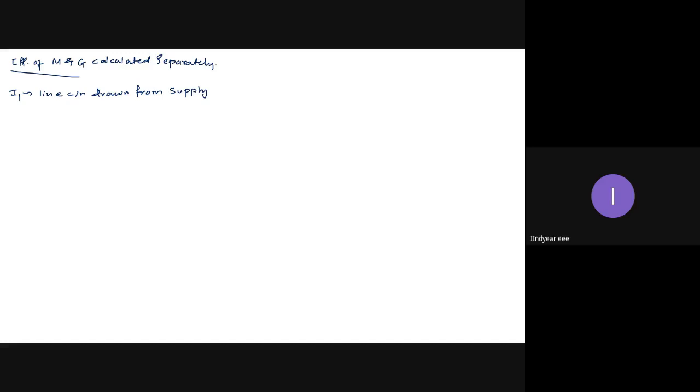I2 is the generator line current, I3 is the motor field current, I4 is the generator field current. Therefore, motor line current is equal to I1 plus I2.